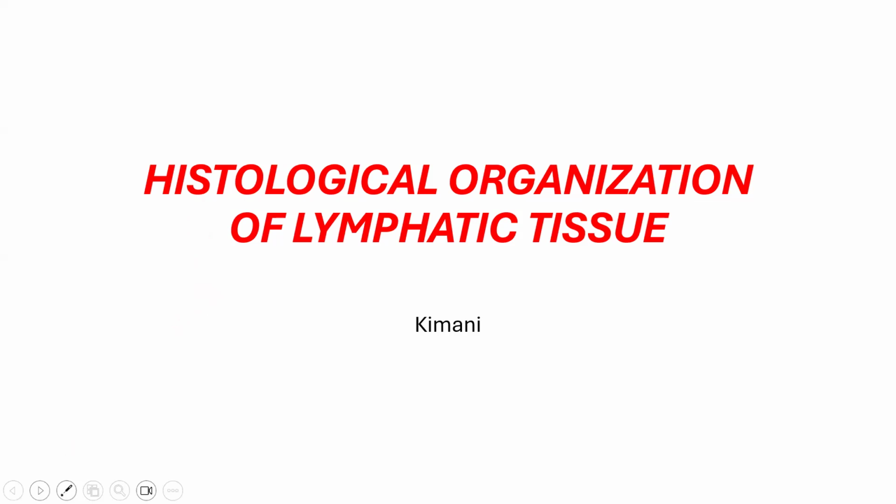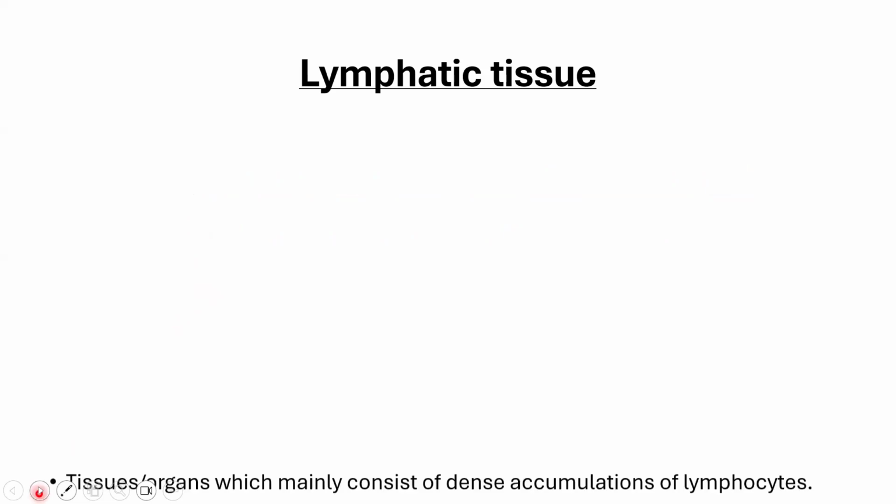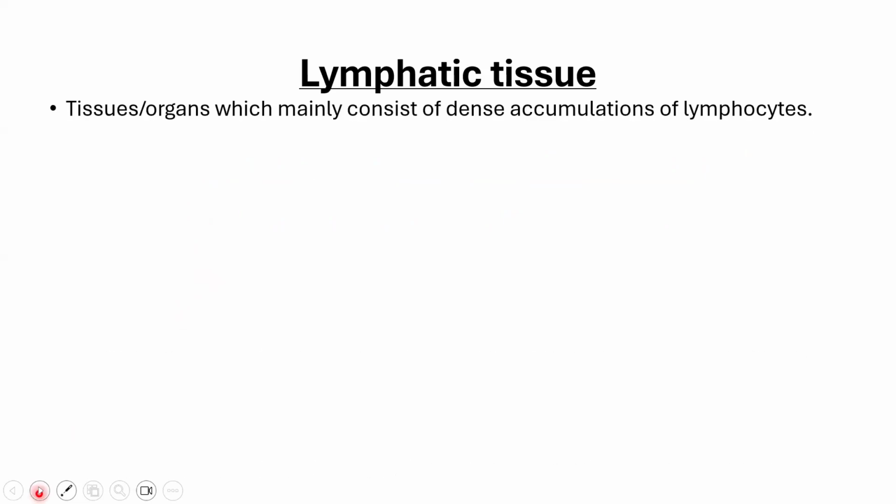So, once again, karibu. So, what is the lymphatic tissue? What is this lymphatic tissue that I talk about? The lymphatic tissue is an aggregation of tissues or organs which mainly consist of dense accumulation of lymphocytes. That's the reason, from the word lymphatic, we have lymphatic fluid, lymphocytes, and lymphatic tissue.